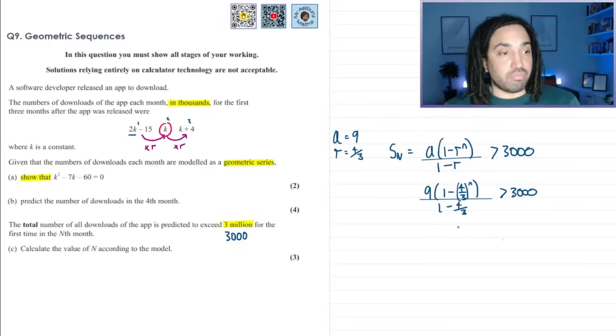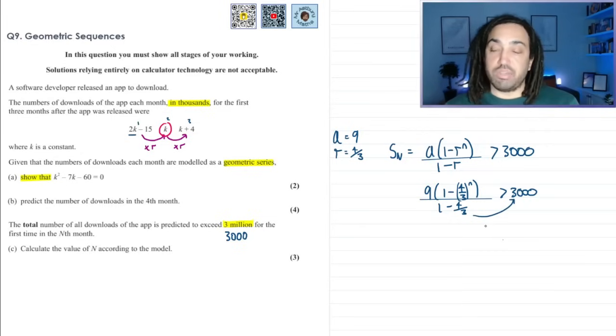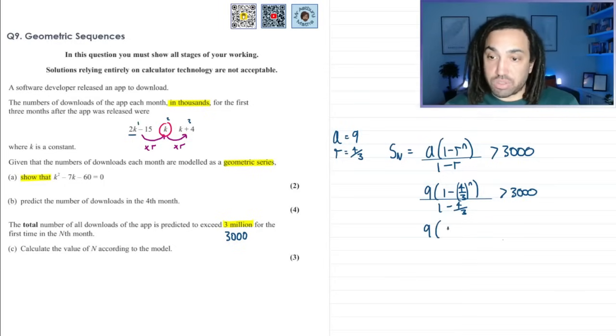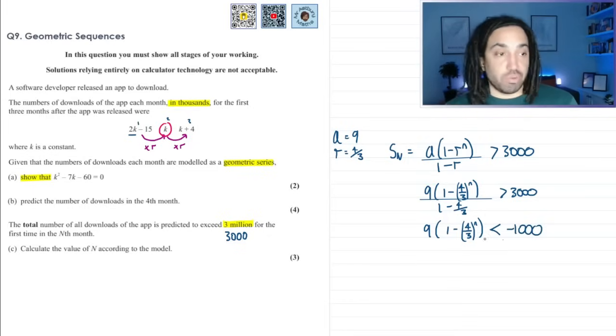Okay, so what is 1 minus 4/3? It is minus 1/3, and then I'm going to multiply that up to this side, so timesing 3,000 by minus 1/3 is going to give us minus 1,000. Now we can write this as 9 lots of 1 minus 4/3 to the n is less than minus 1,000, because when you multiply by a negative, you have to flip the inequality sign over.